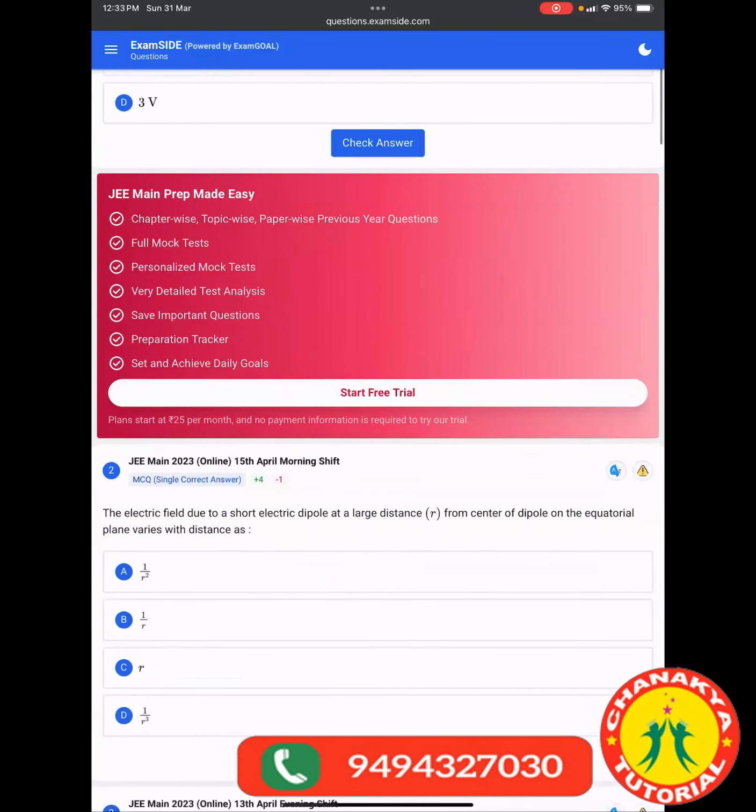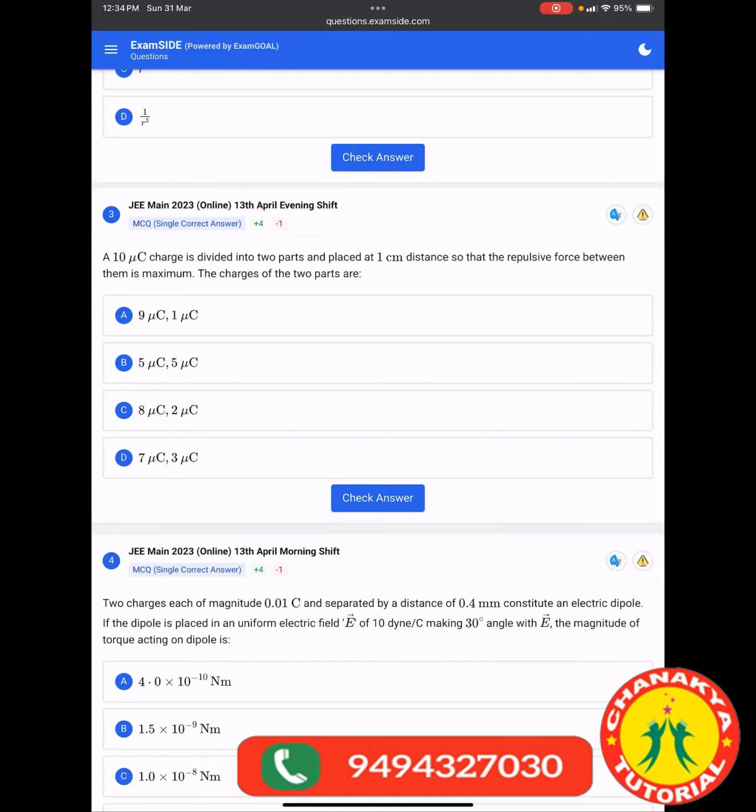See this question, guys. A 10 microcoulomb charge is divided into two parts and placed at 1 centimeter distance so that the repulsive force between them is maximum. The charges of the two parts are. So what you have to do is, see what they are saying, there is a total charge of 10 microcoulomb and it is divided into two parts. Let us say one part is Q and another part is 10 minus Q.